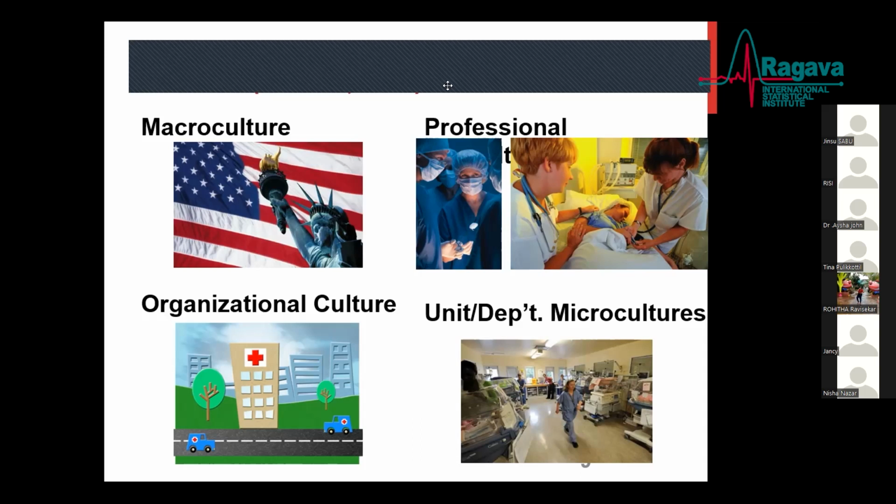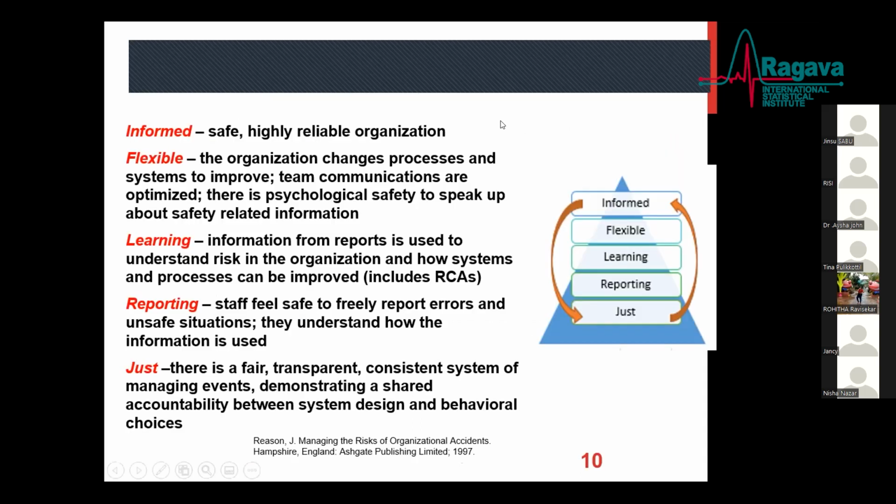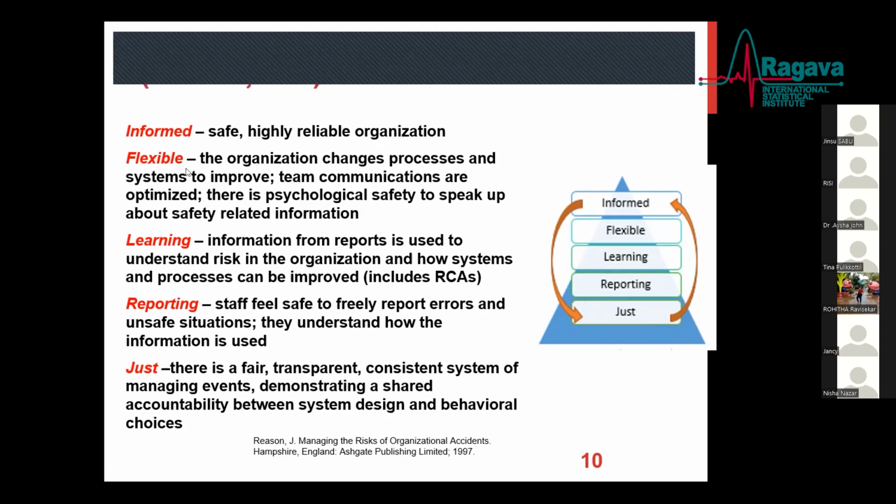So that's why I told you, according to this Edgar Schein model, the basic assumptions, the inner mindset of the employees should also be built. And so the unit managers, the supervisors, the charge nurses, they all have a very big role in the unit department microculture. There are four components of safety culture, as he says: informed culture, flexible, learning, reporting, and just culture.